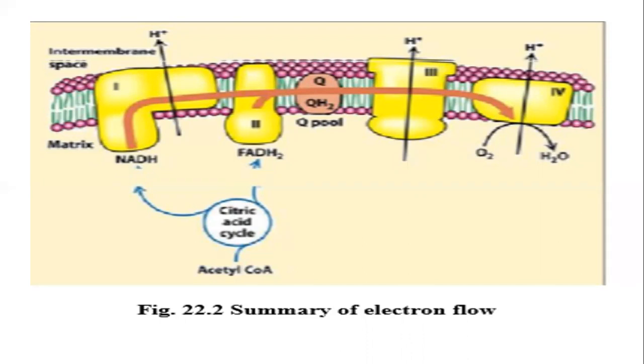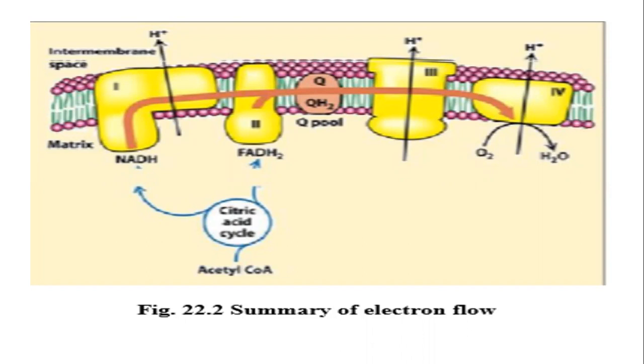Now complex 3 accepts electrons from reduced coenzyme Q and transports them to cytochrome C. It contains 11 protein subunits, 3 cytochrome regions, and 1 iron sulfur center. It translocates 4 protons per 2 electrons transferred to cytochrome C. Each cytochrome C accepts 1 electron, and so for transferring 2 electrons, we need 2 cytochrome C in this place.